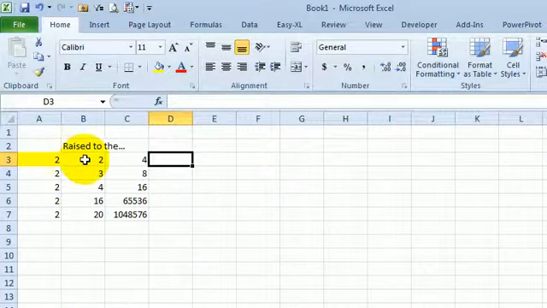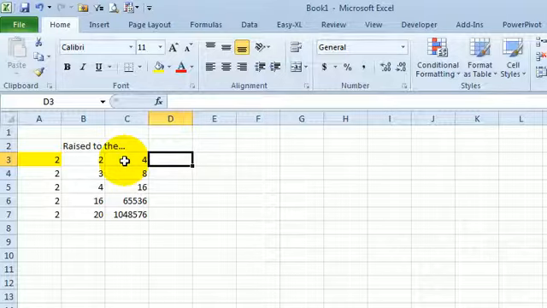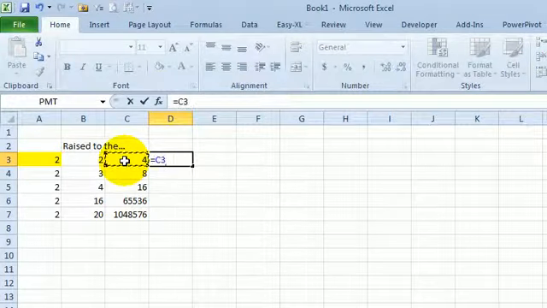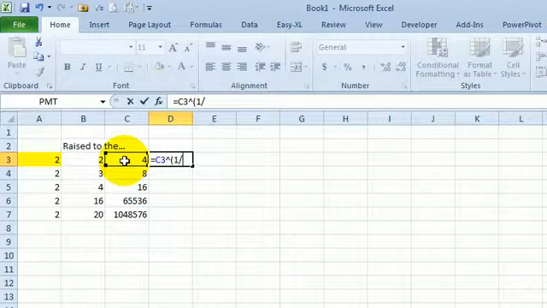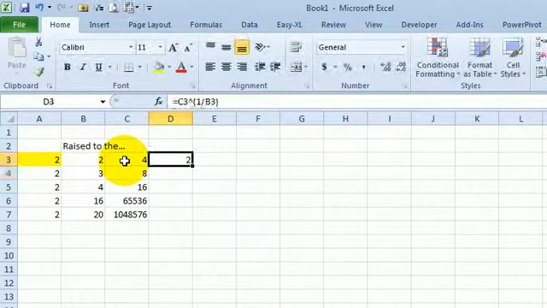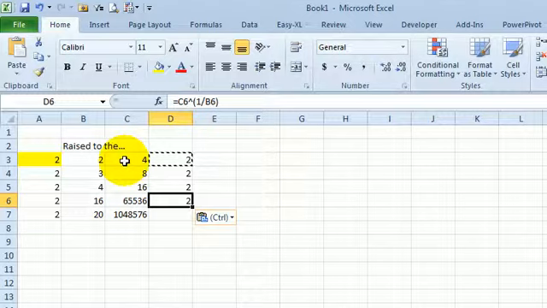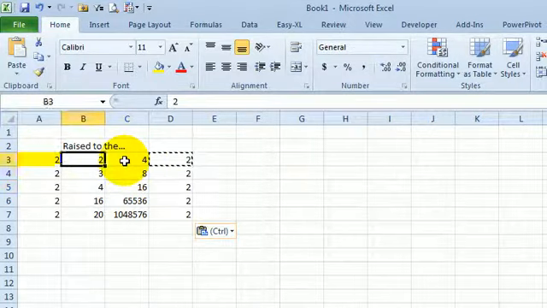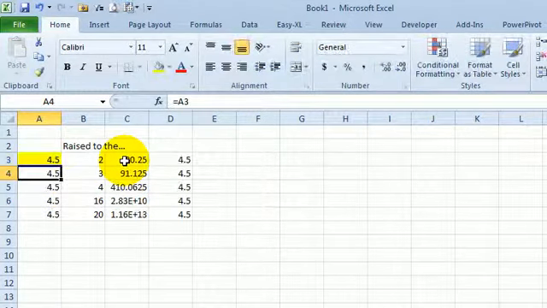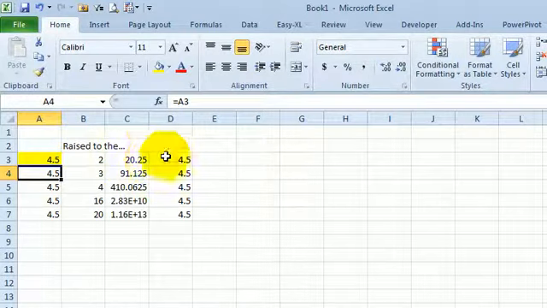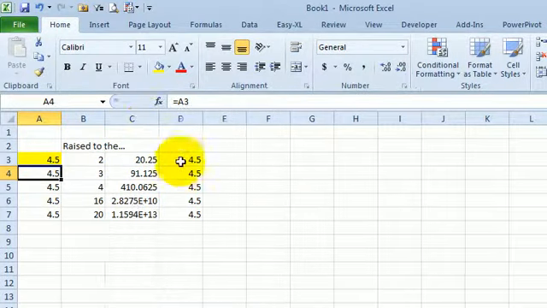And this works for all kinds of things. So here we have 2 raised to the second power. 2 times 2 is 4. I could use equal SQRT, or I could just raise this to the 1 divided by second power. 1 divided by third power, 1 divided by fourth power, 1 divided by 16th power, 1 divided by 20th power. And while it works here for the 2, it would work for any kind of strange number. Will always work right back to the original answer.